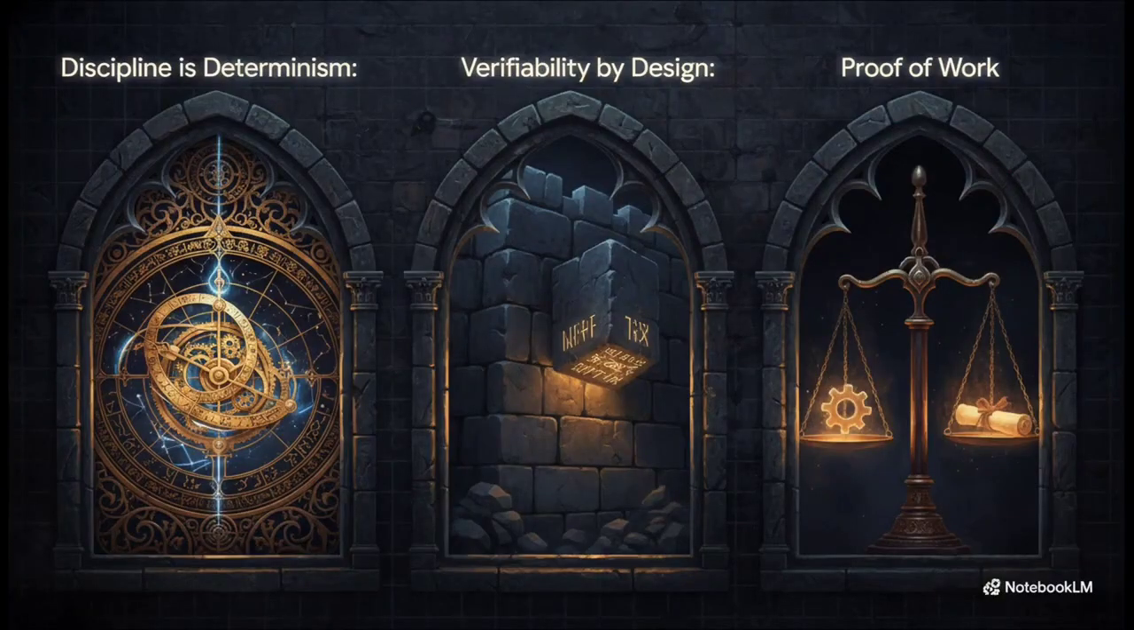When you really boil it down, the C99 canon gives us three huge takeaways. First, discipline creates determinism. All those strict rules, they're not there to be annoying. They're what makes the software's behavior perfectly predictable. Second, verifiability is not an afterthought. You have to build trust into the very foundation of the system. You can't just slap it on at the end. And maybe the biggest idea of all, software can prove its work. It's actually possible to build systems that produce their own perfect, unfakeable audit trails.